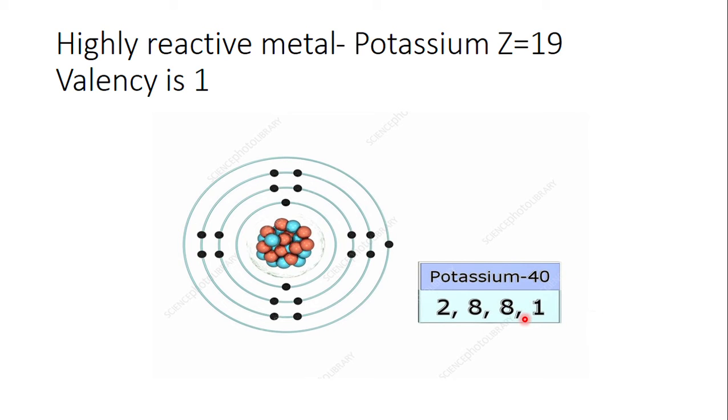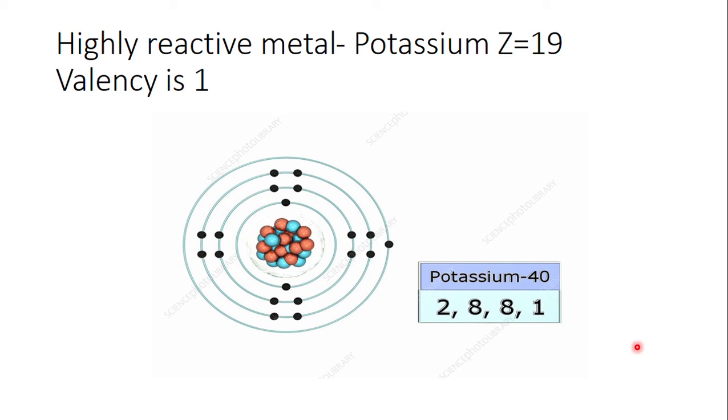So again, by donating this one electron, it will combine with other atoms. So the combining capacity is 1. We should understand that if the valence electrons are less than 4, 4 is the standard number that you have to remember, if the valence electron in an atom is less than 4, then that will be its valency.